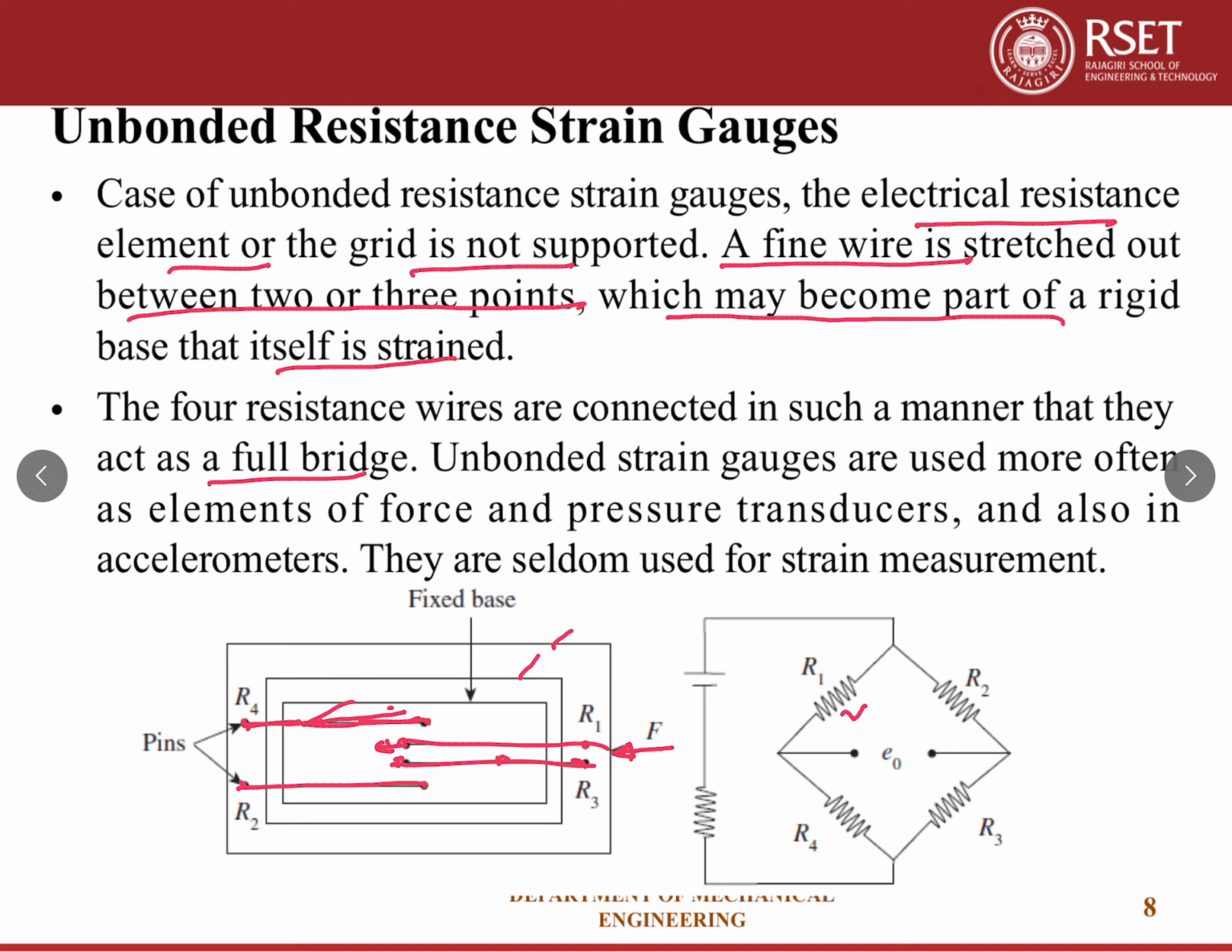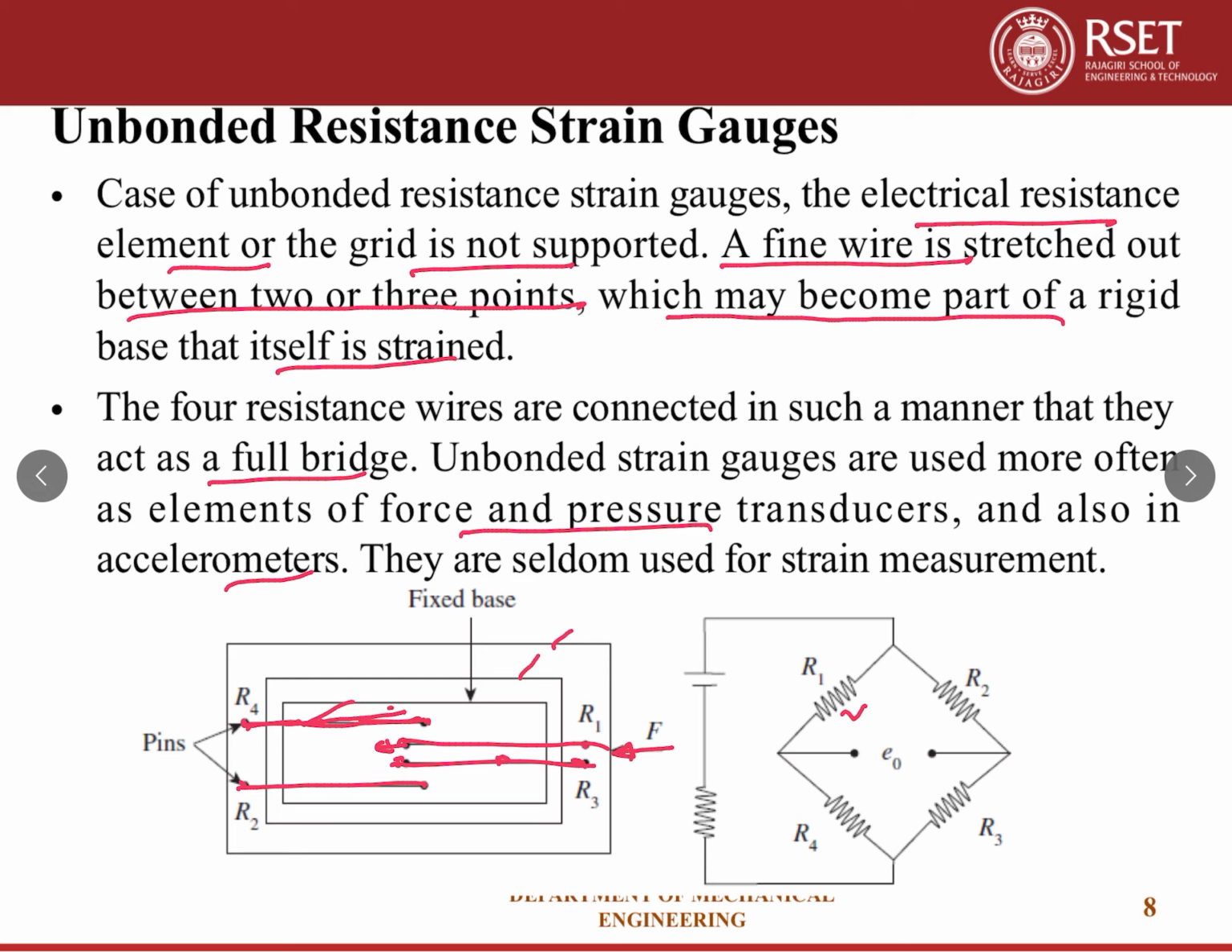Unbonded strain gauges are used more often as an element of force and pressure transducers and also in accelerometers. They are seldom used for strain measurement. So that's about unbonded resistance strain gauges.